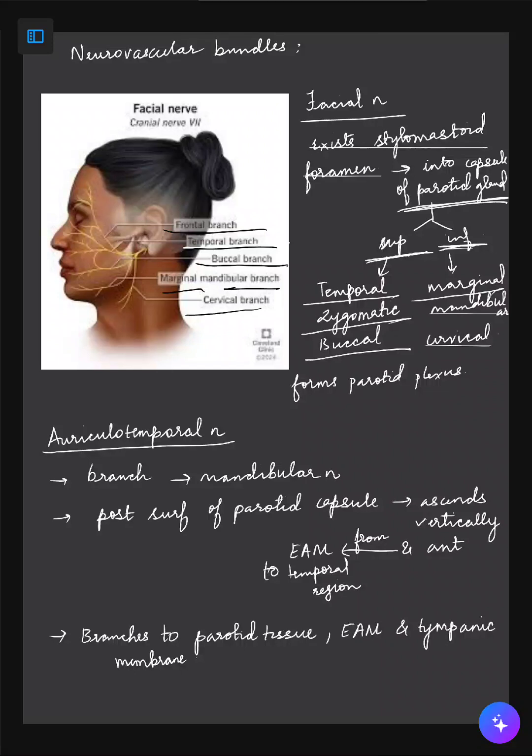Now the auriculotemporal nerve. The auriculotemporal nerve is a branch of the mandibular nerve. It comes from the posterior surface of the parotid capsule and ascends vertically and anteriorly from the external acoustic meatus to the temporal region. Now its branches supply the parotid tissue, the external acoustic meatus and the tympanic membrane.